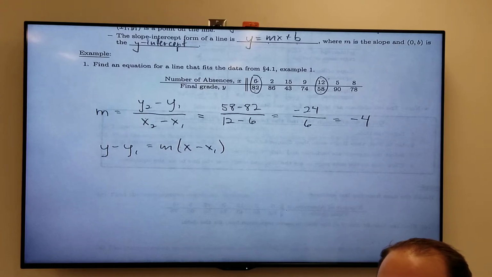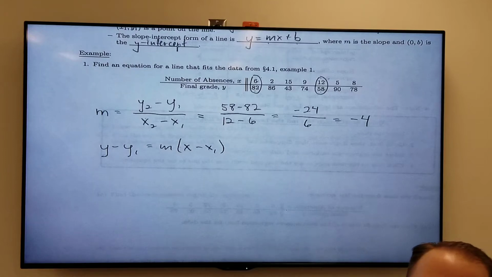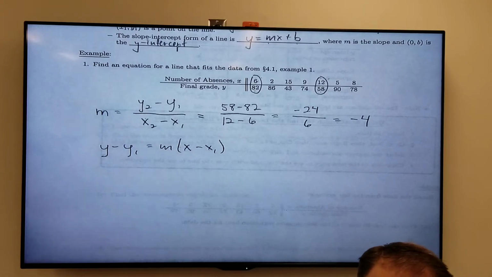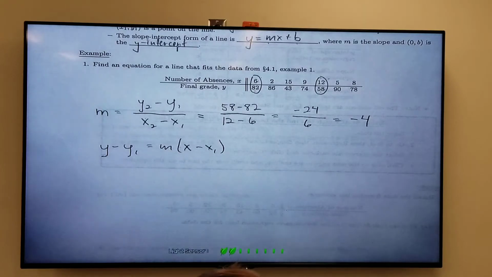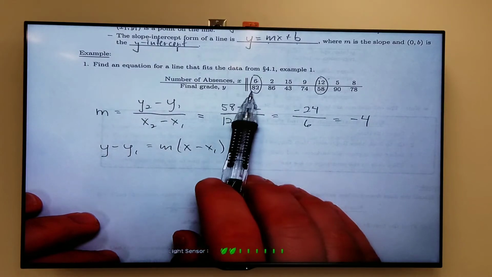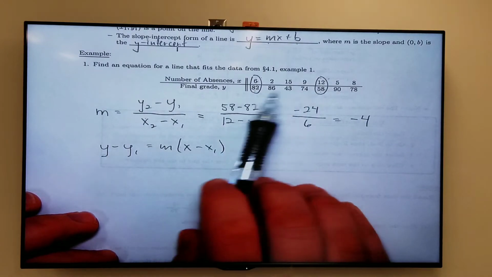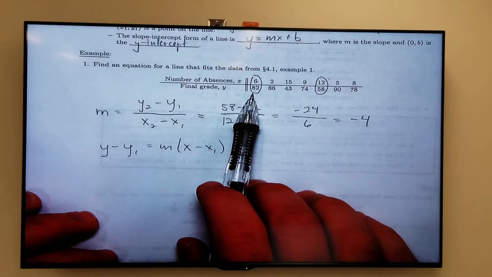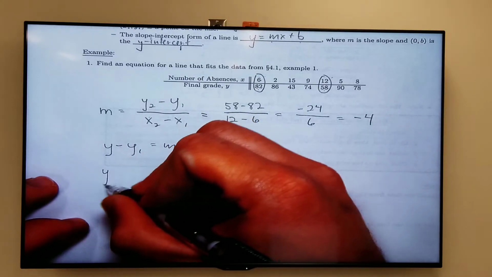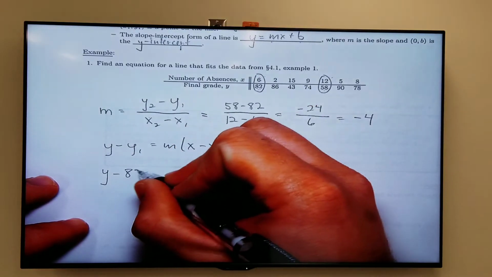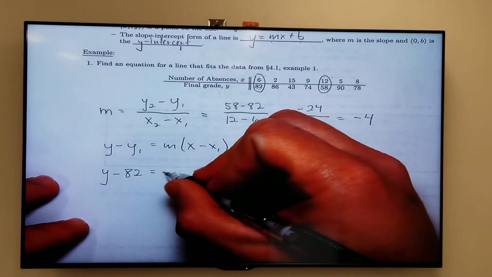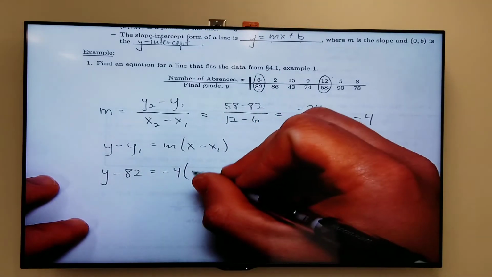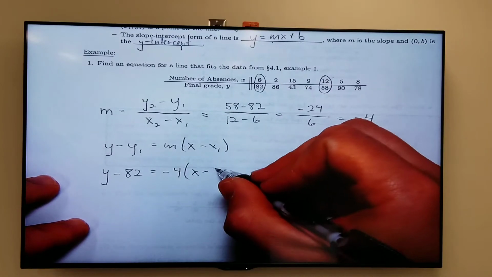To kind of show you how one might go about finding the equation for a line that seems to fit the data. But we're going to do this in StatCrunch here in a second. And so I'll show you how that works. But anyway, so coming back here, we're going to plug some stuff in. Again, I called this point x1, y1. Although you could use either of these points, it doesn't really matter. But I'm going to plug stuff in. So I'm going to say y minus y1, which is 82, equals m, negative 4, times x minus x1, which is 6.